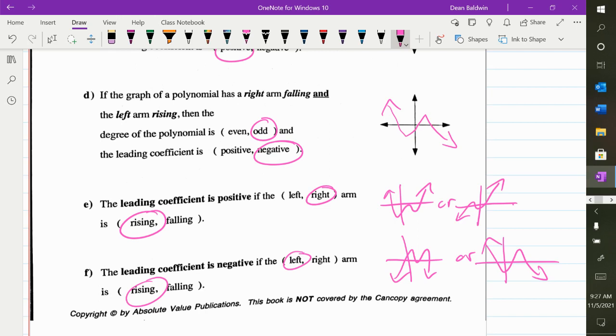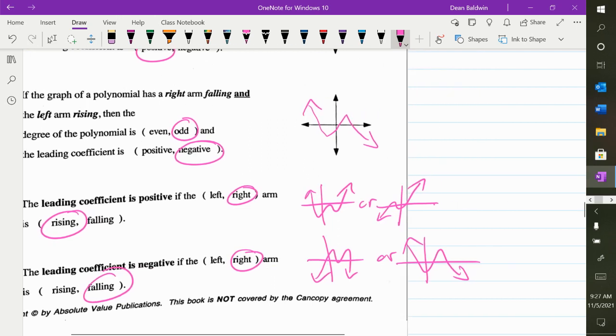For x-intercepts, we said that the leading coefficient is negative. Oh, sorry. Did I say left arm? Oh, right arm is falling. Sorry. There you go. That would be better. The right arm is falling. Sorry, my mistake. All right. Is that okay? Now that we fixed that one glaring error.